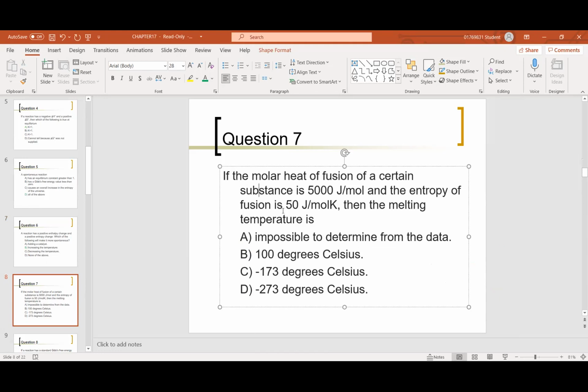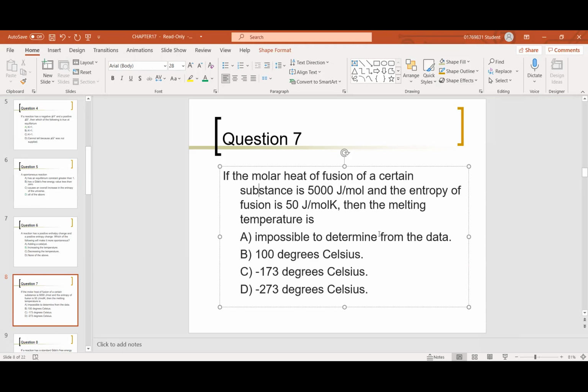If the molar heat of fusion of a certain substance is 5,000 joules per mole and entropy of fusion is 50 joules per mole Kelvin, then the melting temperature is what? Okay, let me see. If the molar heat of fusion is 5,000, okay. I need to go back in the notes here. This is a phase change thing.